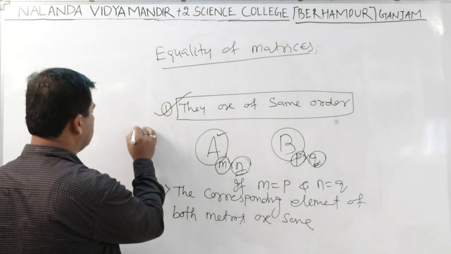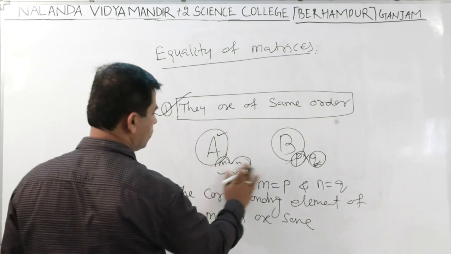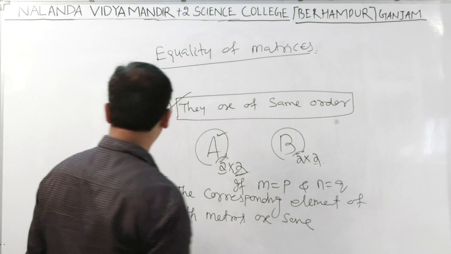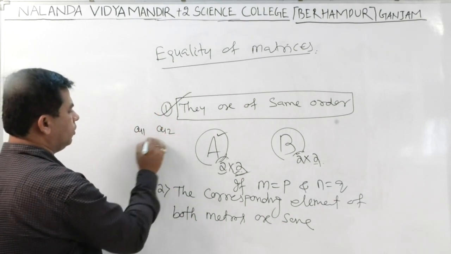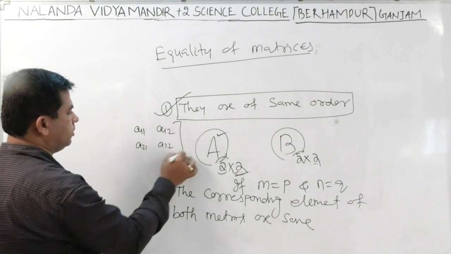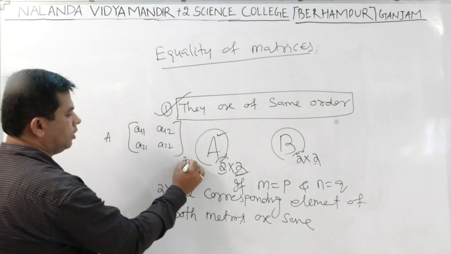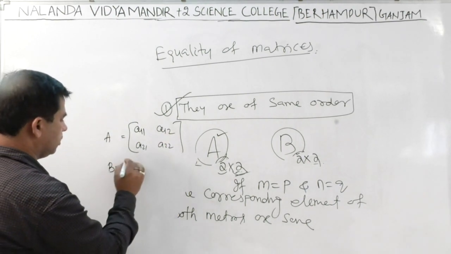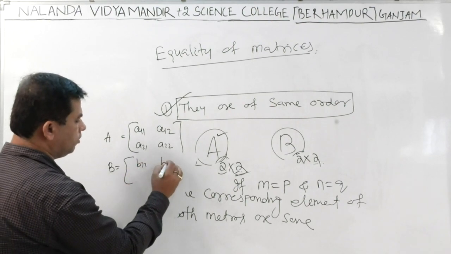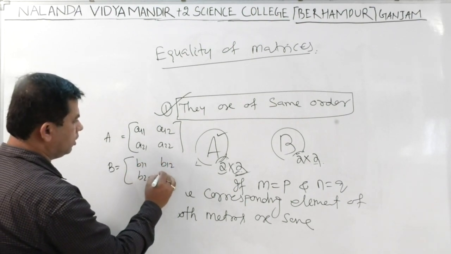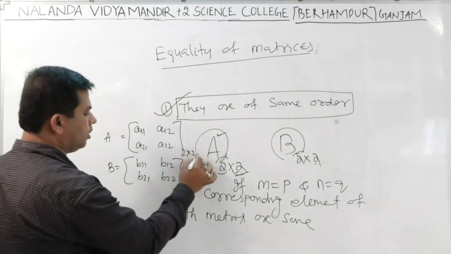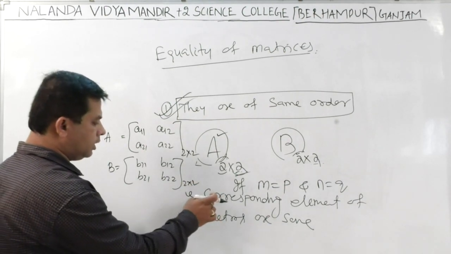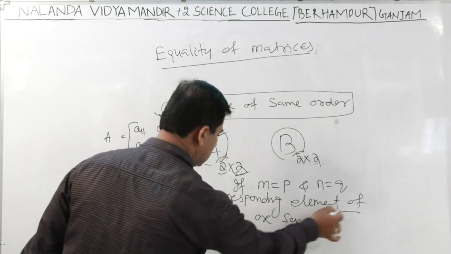For example, let matrix A be of order 2 cross 2 and B is also 2 cross 2. Then we can write A11, A12, A21, A22. This is our matrix A of order 2 cross 2. And matrix B is also of order 2 cross 2: B11, B12, B21, B22. Both are of same order, then the first condition is satisfied. Now see, the corresponding elements are also same.